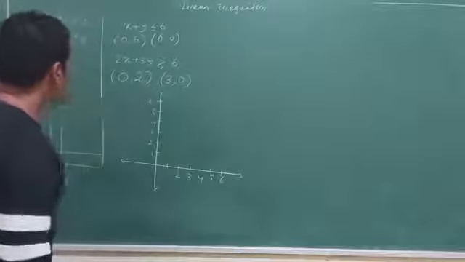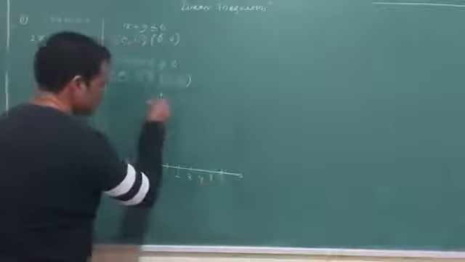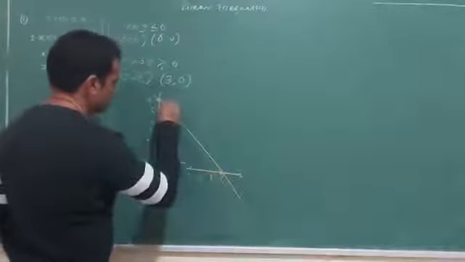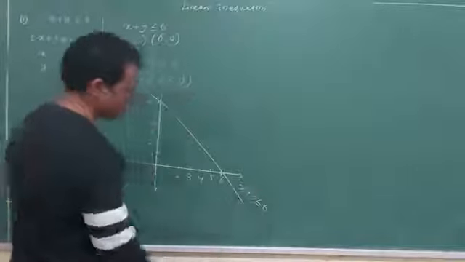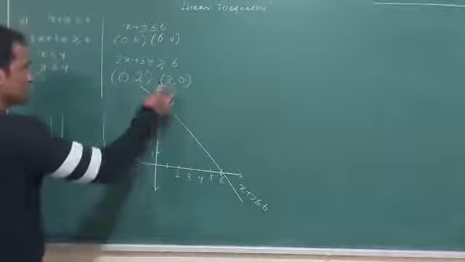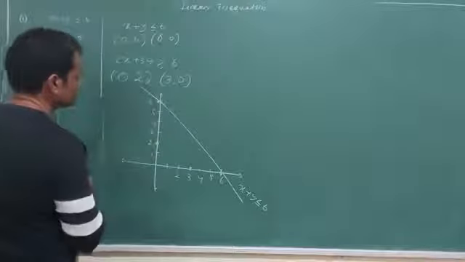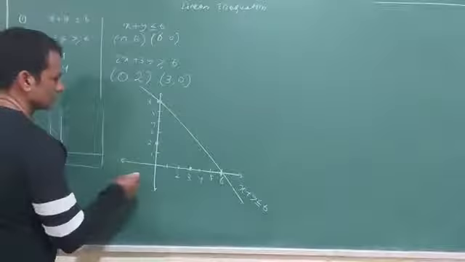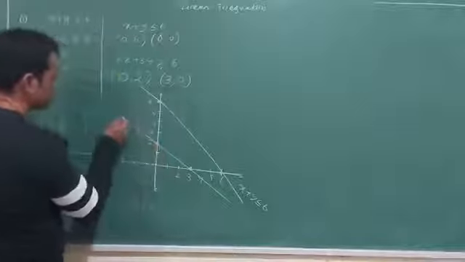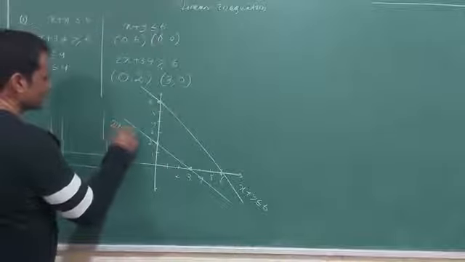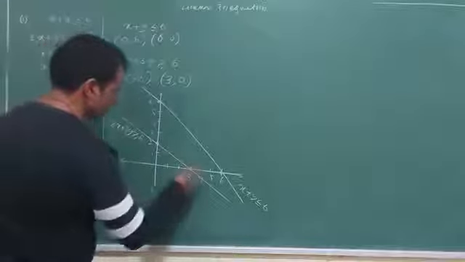Alright, this graph: 6, 0 and 0, 6, and draw the line. Now write down x plus y is less than or equal to 6. Upwards I will come to shade the area. The other one is 3, 0 and 0, 2. 2x plus 3y greater than or equal to 6. Then the third one, x is less than or equal to 4. Draw a parallel line here.